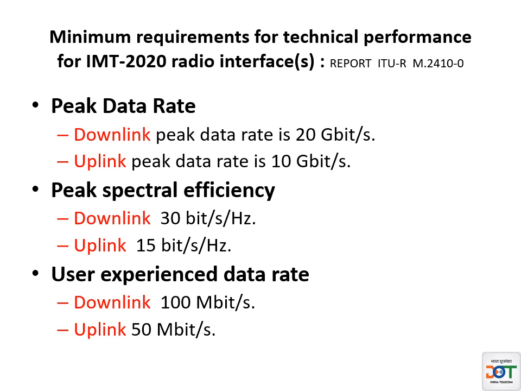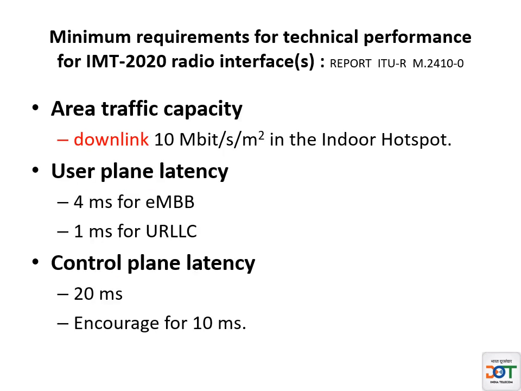So that means 95% of the people will get at least this data rate. The next important requirement for enhanced mobile broadband in a dense urban area is the area traffic density, that is, per square meter how much data rate can be achieved. In downlink it is defined as 10 megabit per second per square meter in an indoor hotspot environment.